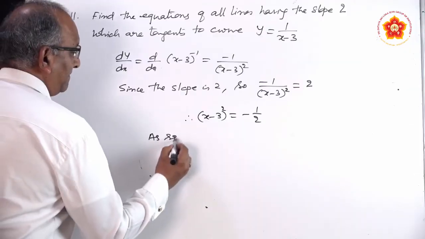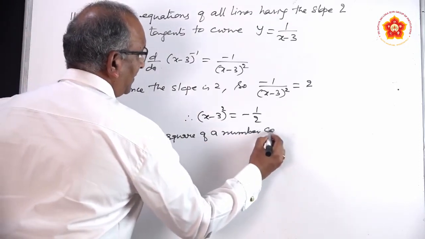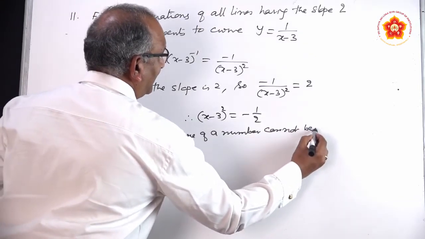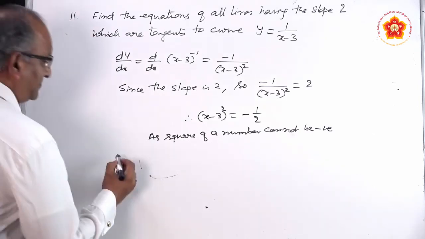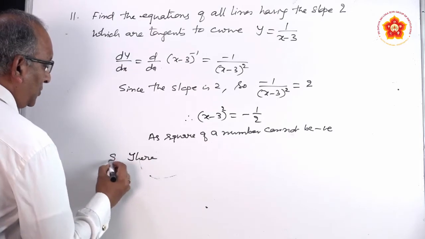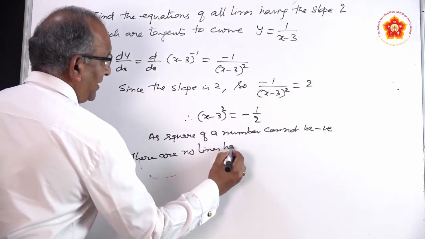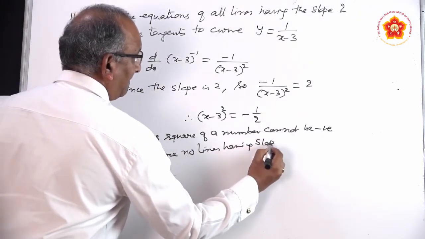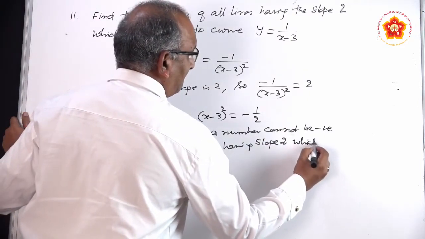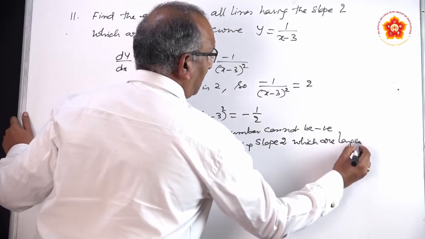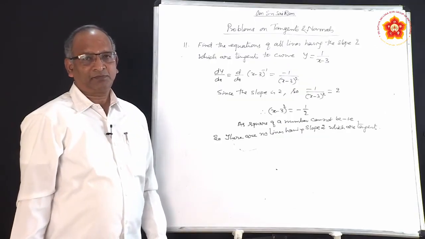As square of a number cannot be negative, so what is the conclusion? There are no lines having the slope 2 which are tangents. So this is the conclusion. We will move to the next problem.